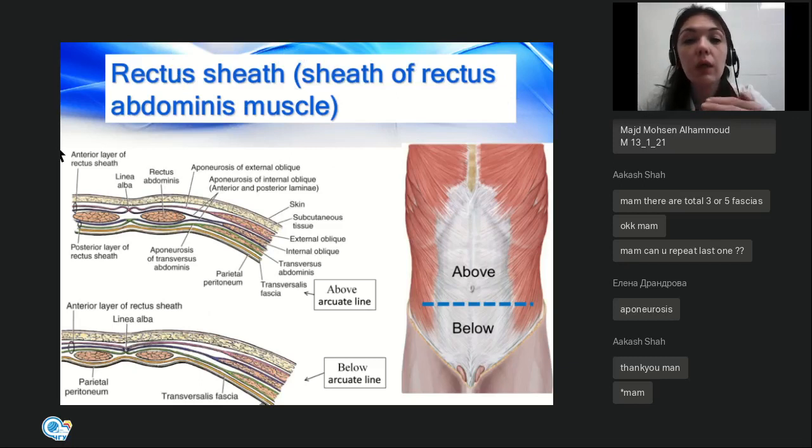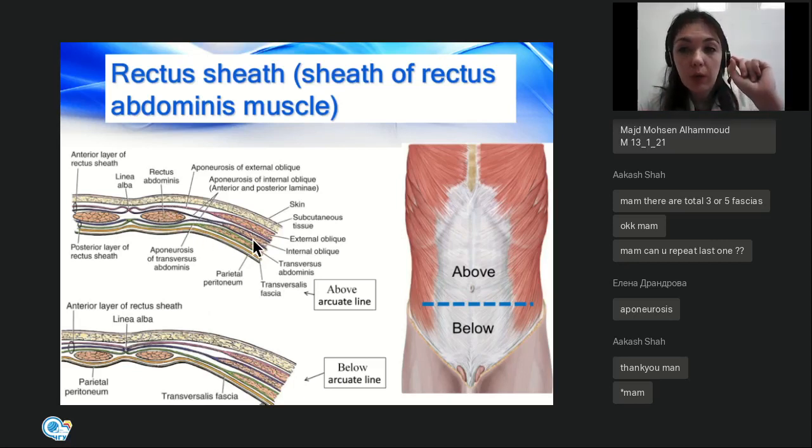Structure of rectus sheath is different above and below arcuate line. So arcuate line, like it is an arcuate line along which structure of rectus sheath changes. So if we look above arcuate line here, then aponeurosis of external oblique abdominis muscle forms anterior wall of rectus sheath. So here you can see transverse section through anterior abdominal wall. So aponeurosis of external oblique abdominis muscle forms anterior wall of rectus sheath.